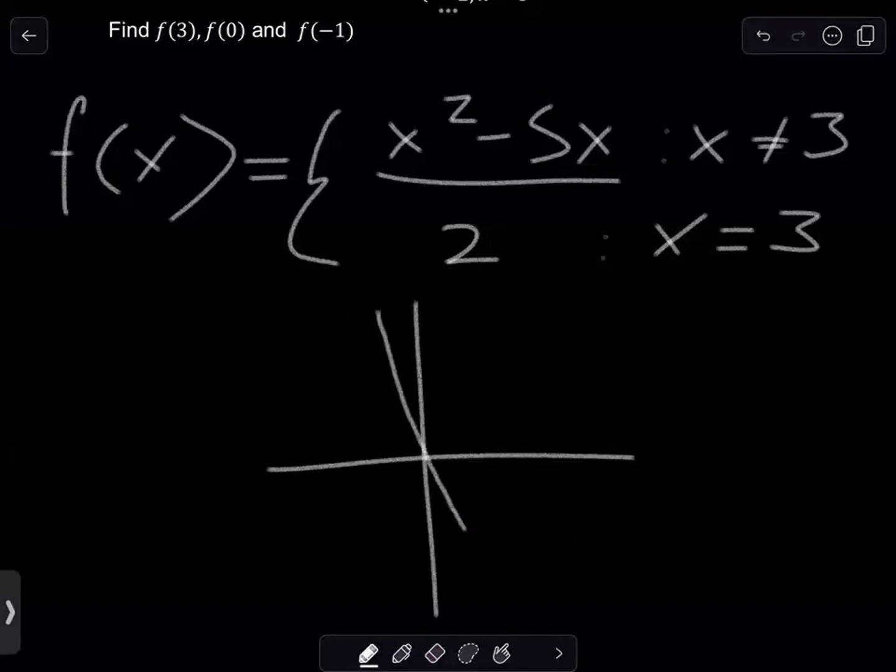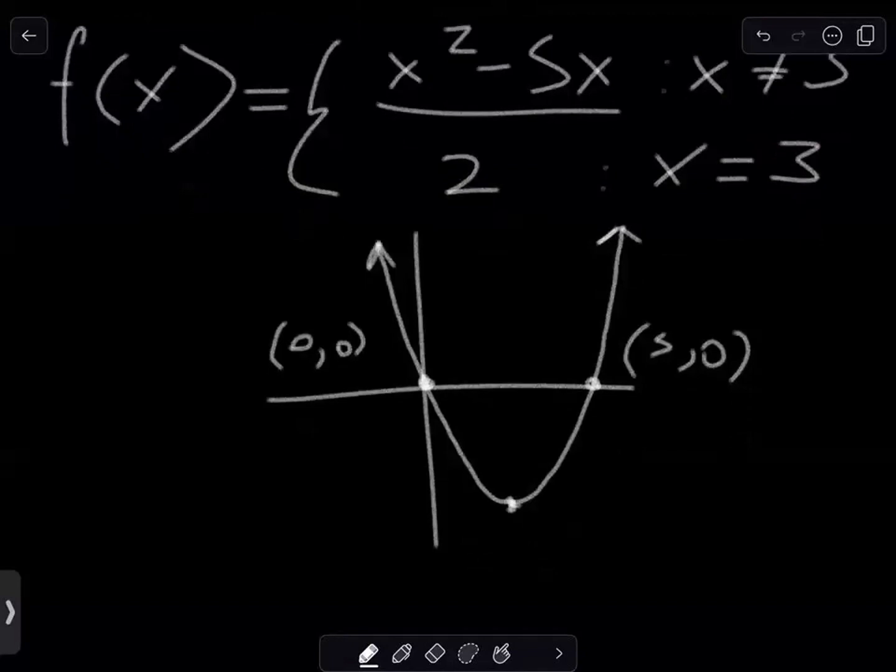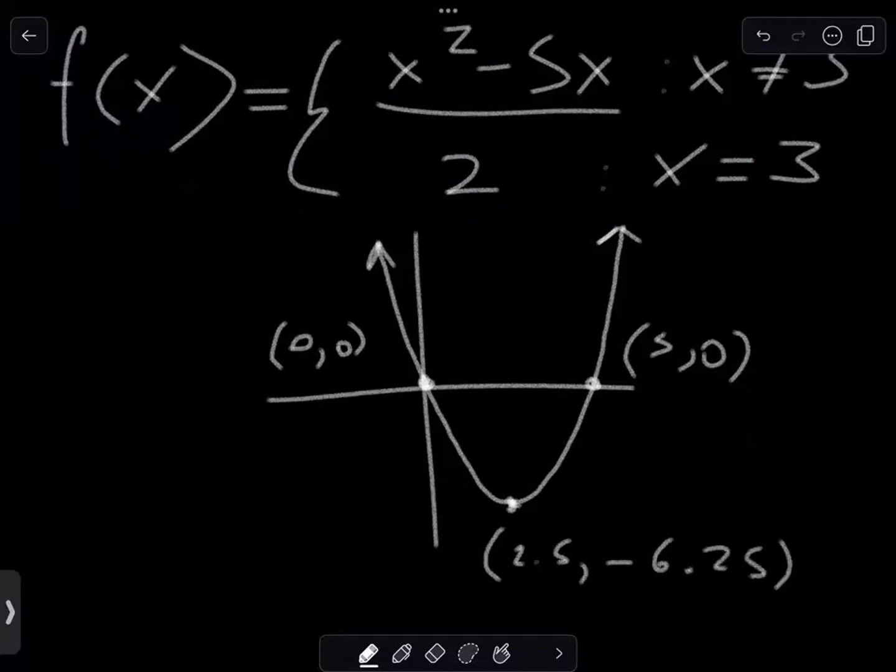So it will have an x-intercept at 0 and 0, and it will look like that. Okay, we can label these points here. Its x-intercepts are going to be 0 and 0 for this point here. And this is going to be, let's check, 5 and 0. Okay, and then it's going to have a turning point at, if you had to work out the turning point, 2.5, or 5 over 2, and minus 6.25. Okay, that's the turning point.